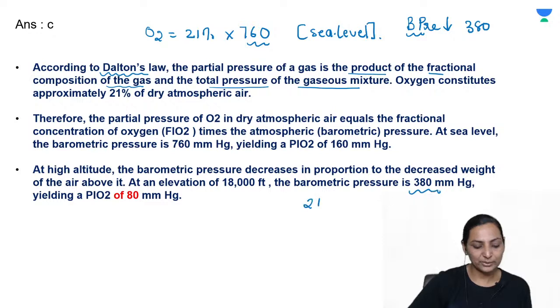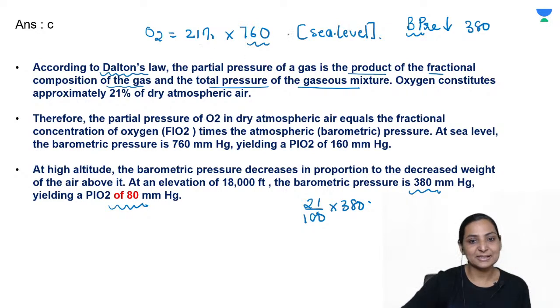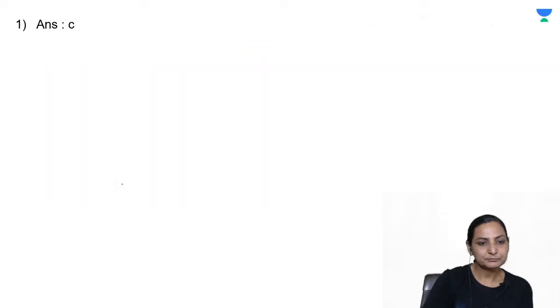That means we are now going to get 21 by 100 into 380, and therefore our partial pressure of oxygen will come to 80. If it is 21% into 760, that is at sea level, it will be 160. But because we are moving to high altitude, there is a decrease in the barometric pressure. So we multiply this factor by 380, and therefore we get less barometric pressure.